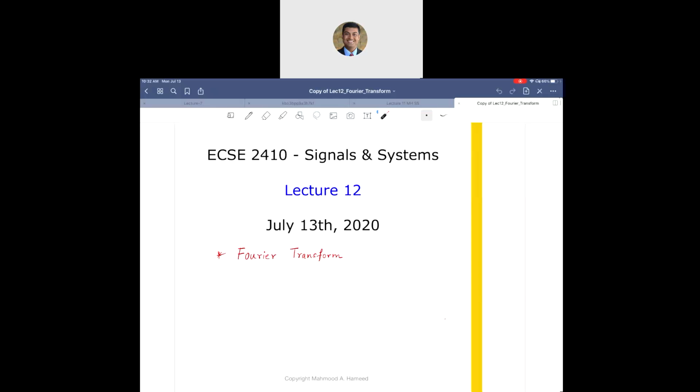Okay, so in lecture 12, we are going to make a jump between Fourier series and Fourier transform. What we are going to do is take a look at what happens to a Fourier series as you go from a periodic signal to an aperiodic signal. So that's where we are going: Fourier series to Fourier transform.